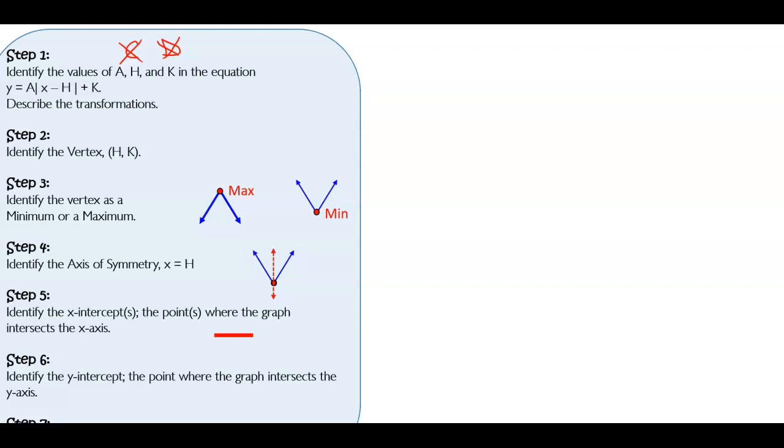Now, H and K is your vertex, just like we did on our warm-up just now, right? And then, y'all know a max is at the top, minimum is at the bottom, hopefully. And then you know symmetry. Or did y'all know this? Axis of symmetry is always x equals a number. It's a vertical line. So it's x equals the x value of the vertex, the h. X-intercept crosses the x, y-intercept crosses the y. That's pretty much it, okay? So with that information, step 7 says to identify the domain and range.